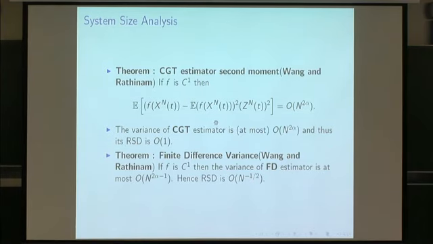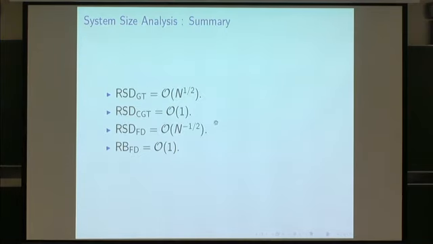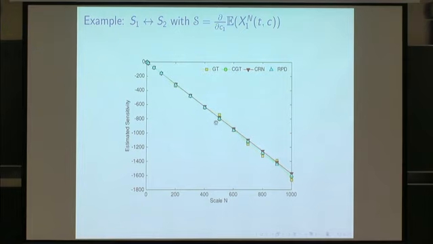And similarly, the second moment, and therefore the variance, is at most O(n^(2 alpha)). Therefore, the relative standard deviation is O(1). Okay. And for the finite difference, the relative standard deviation is O(n^(-1/2)). So this is the summary. So this explains why the Girsanov estimator, even though it's unbiased and nice, frequently seems to have very large variance, throwing you off. So here is an example.